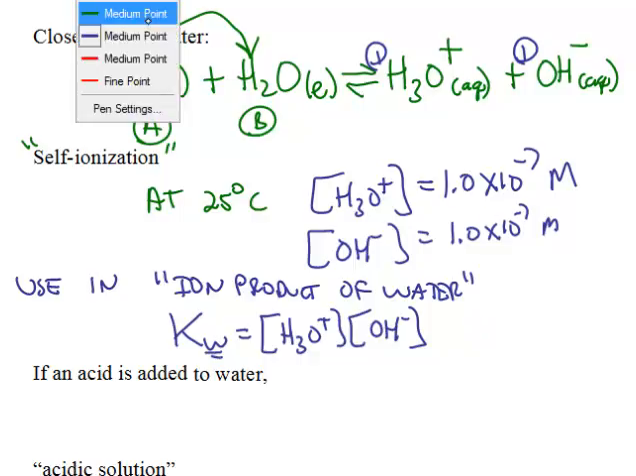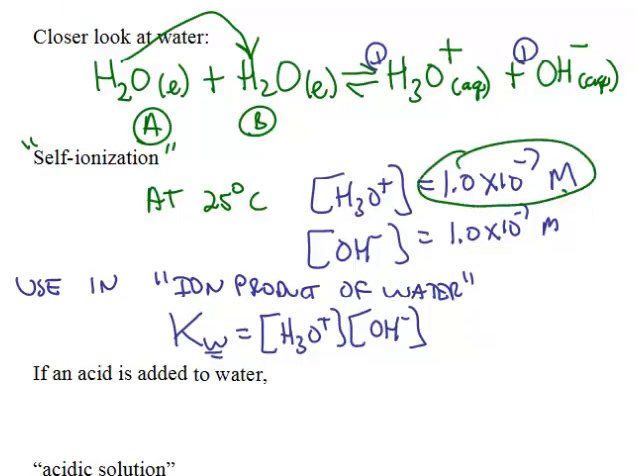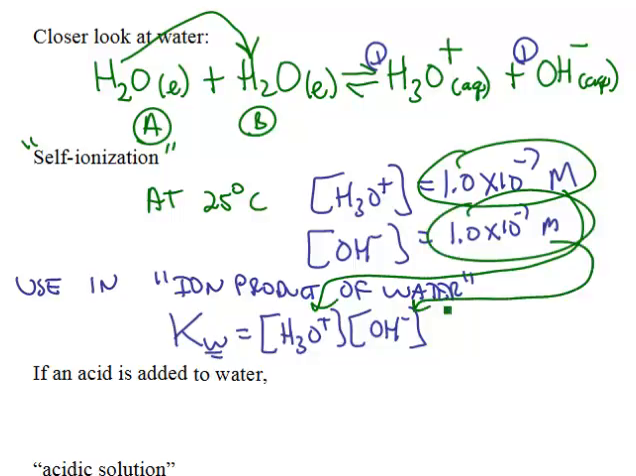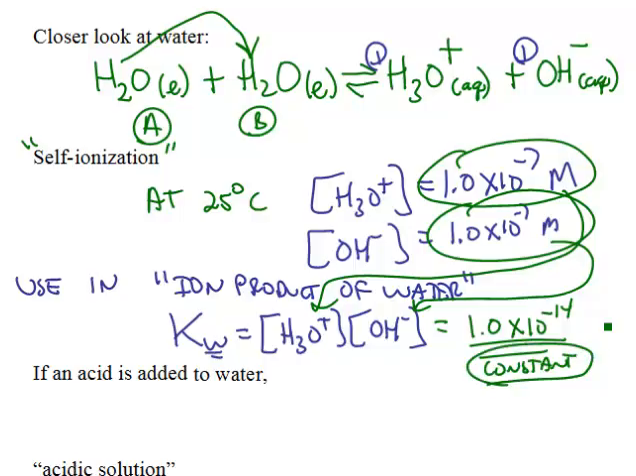And if we plug in the numbers, 1 times 10 to the negative 7 for the hydronium and 1 times 10 to the negative 7 for the hydroxide, we multiply those two together, we get 1 times 10 to the negative 14. So Kw tells you something about how much water is acting as an acid, how much is acting as a base. It's a very small amount. This Kw, 10 to the negative 14, is a constant. As long as the temperature doesn't change, that number will not change.